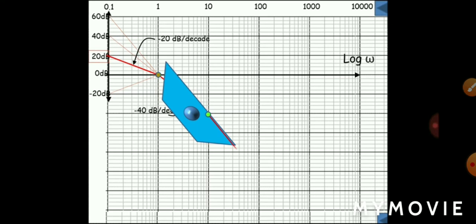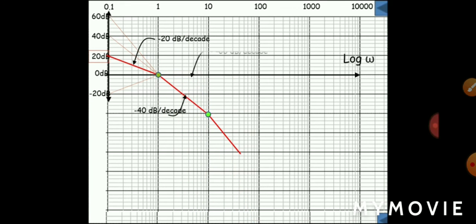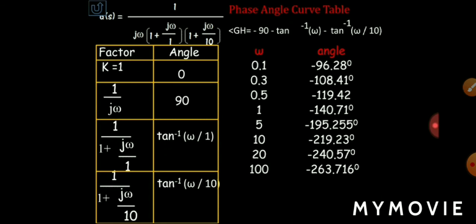Similarly, the third one is minus 60 decibel per decade. So keep the scale at minus 60 and draw the parallel line here. There is no next corner frequency, so just draw a simple line, which will go till infinity. So this is the magnitude plot.